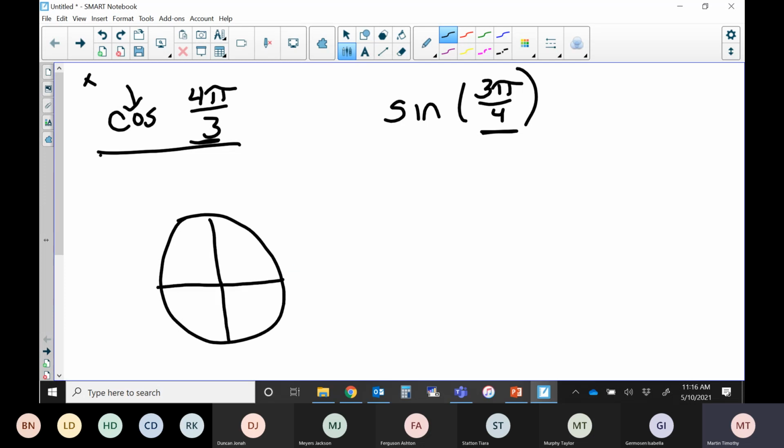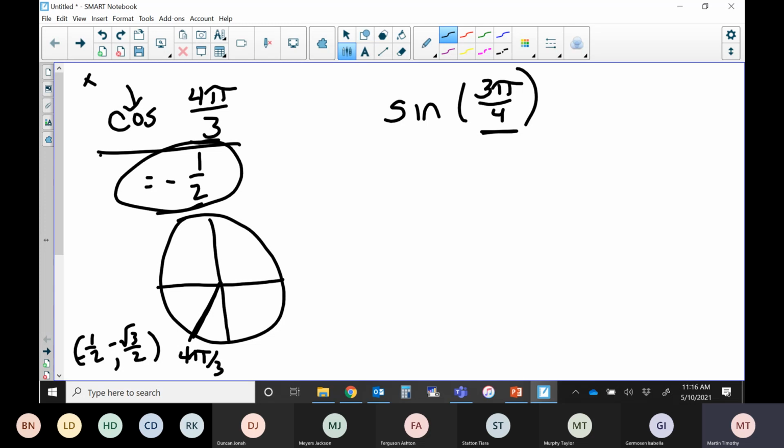When I look at the unit circle, the 4 pi over 3 is in this location. If I have it memorized like I'm supposed to, I should know that in this one, that is the 1/2 and the square root of 3 over 2. And since it's in quadrant 3, I know both of them are negative. So if they asked me for the cosine, which is the x, this should equal a negative 1/2. That should be your answer for that one.